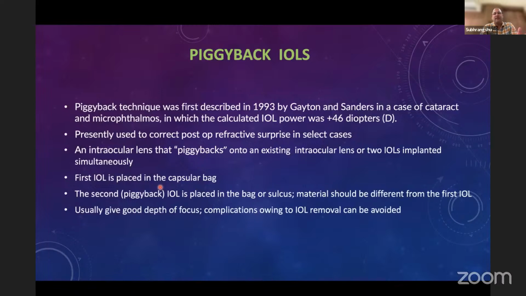Usually when we are doing piggyback lenses, of course, the first IOL is placed in the capsular bag and the second IOL is placed either in the bag or sulcus, but the material should be different from the first IOL, and they usually give a good depth of focus. Of course, when we are doing piggyback IOLs, complications owing to IOL removal can be avoided.